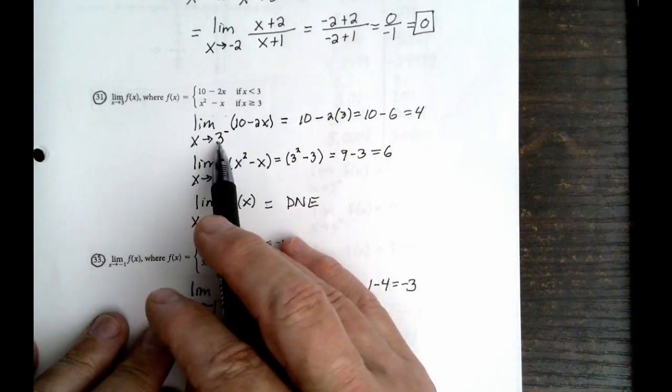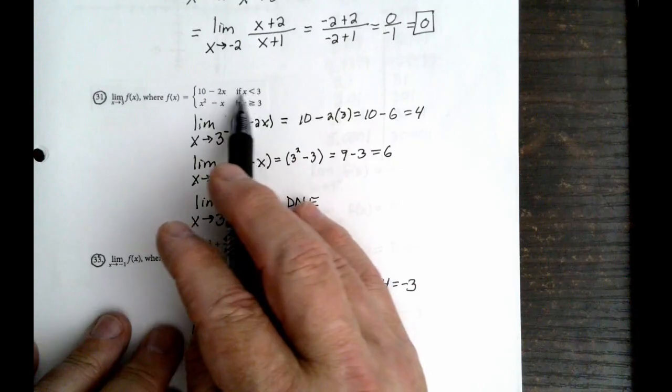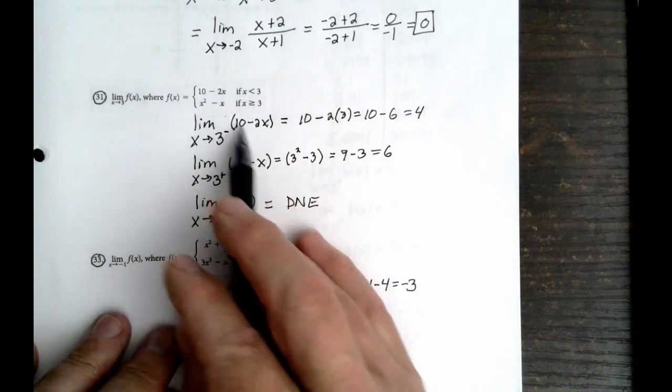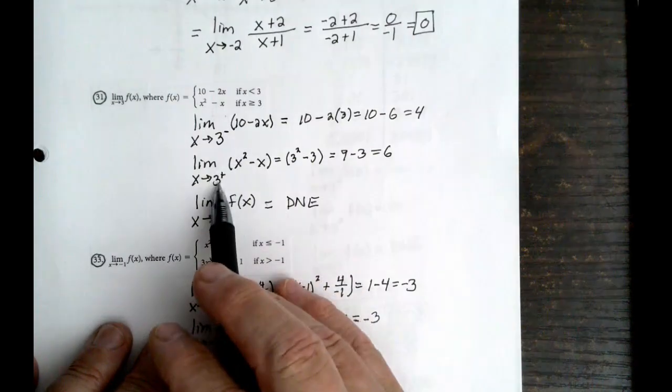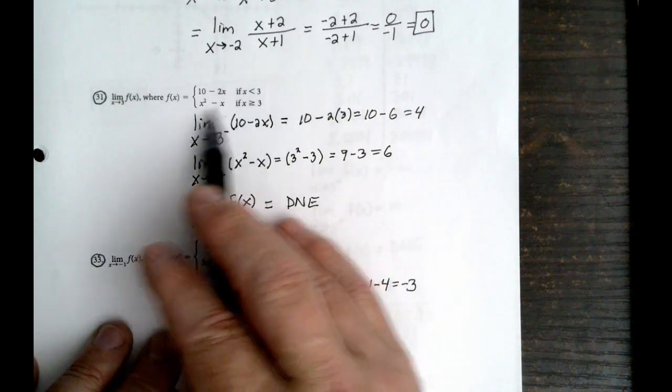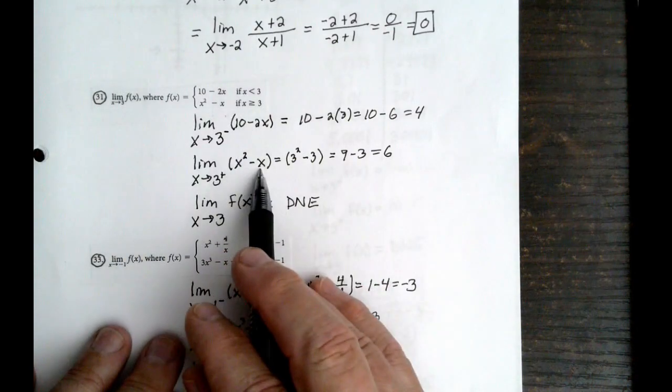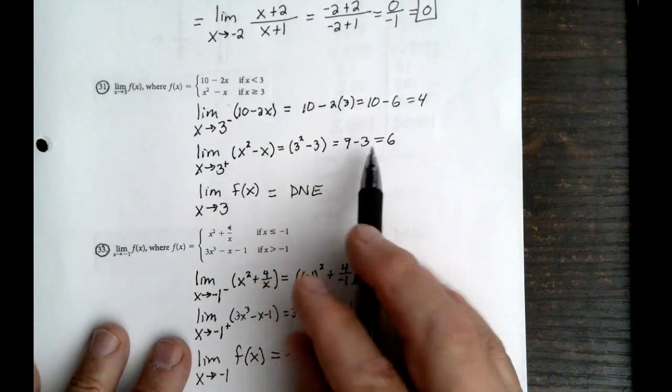So coming at 3 from the left, you're going to use x less than 3, so you got to use 10 minus 2x, and we analyze it. Then coming at 3 from the right, we use the second line, x squared minus x, and we plug in 3 into that and we simplify it.